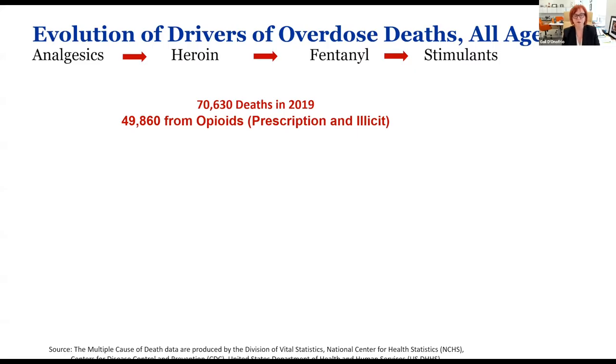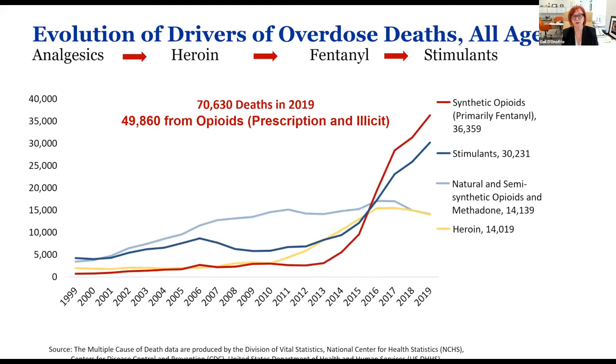The evolution of drivers of overdose deaths in all ages really started with analgesics, as you know, and pills, moved quickly to heroin, and then to synthetic opioids such as fentanyl. Now we are adding stimulants, and many of the deaths are combinations of stimulants with opioids. In 2019, there were 70,000 overall overdose deaths, 50,000 of those from opioids, whether prescription or illicit. You can see in this diagram how synthetic opiates, driven primarily by fentanyl, are going up, and stimulants are going up just as much, while there is less heroin and fewer deaths from natural and semi-synthetics like oxycodone.